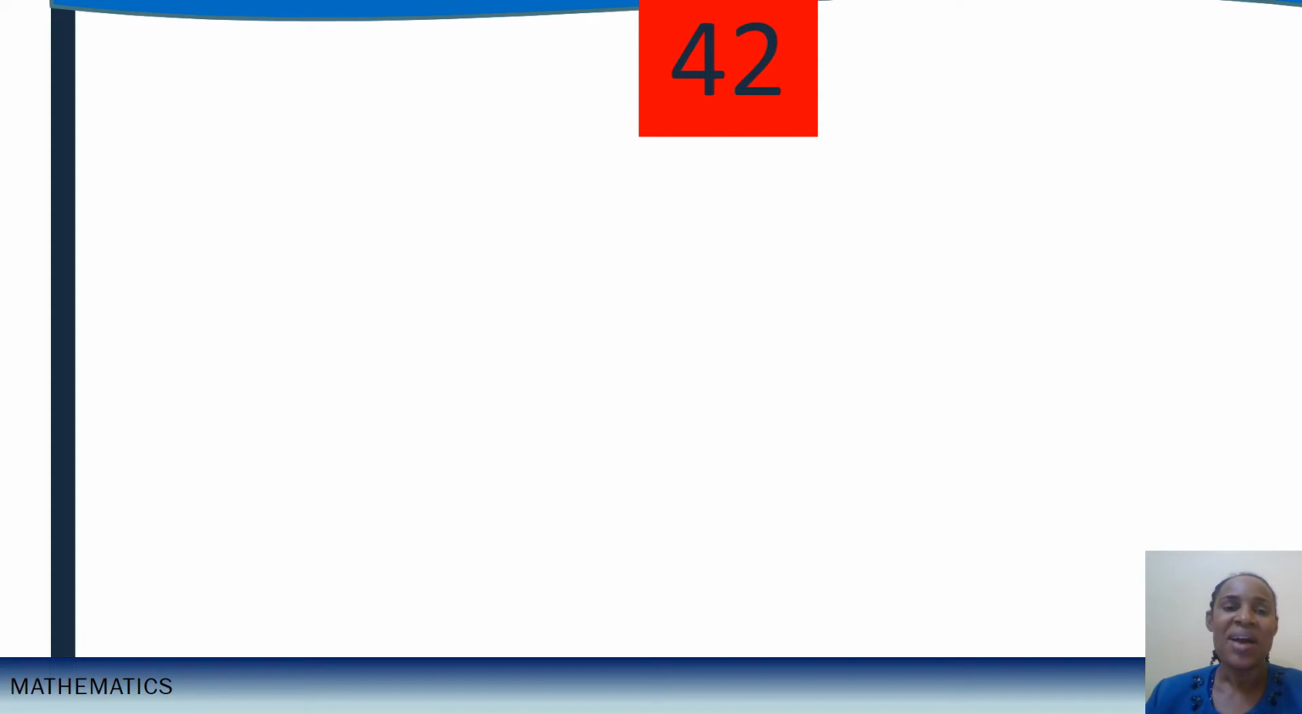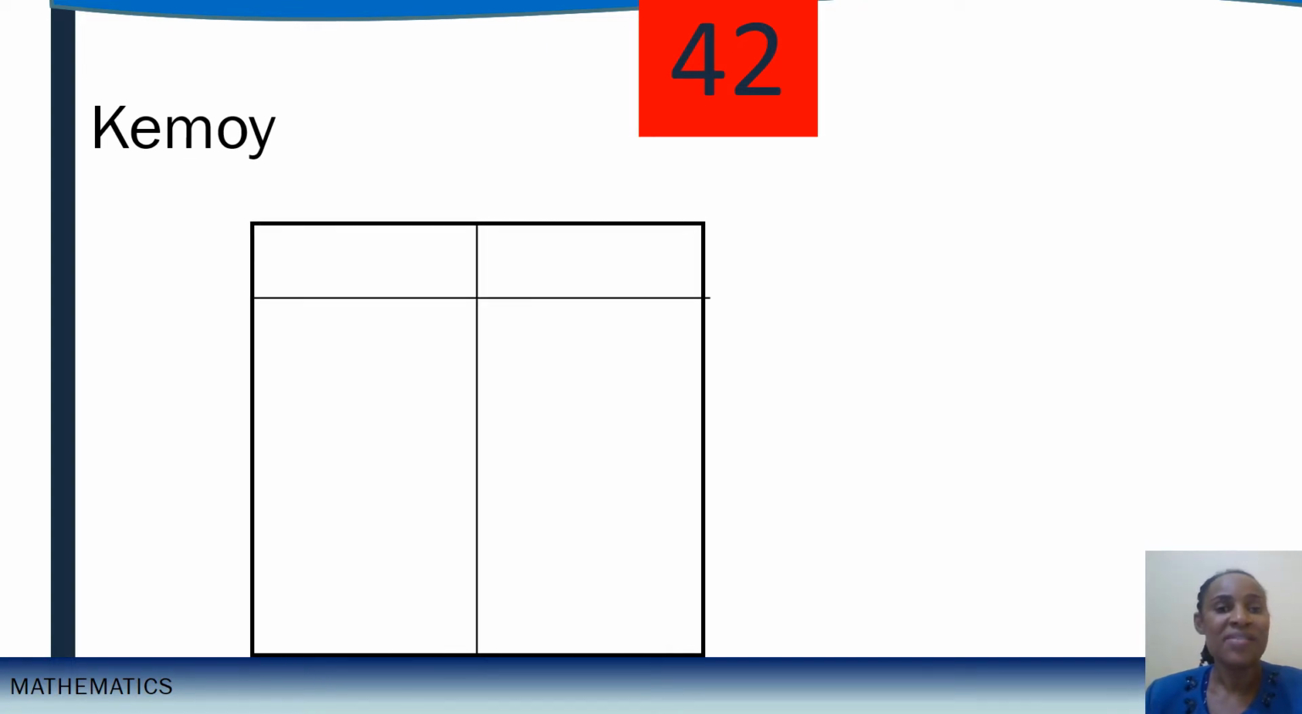I have a scenario that I want you to listen to. Some grade 2 students were asked to use base 10 blocks to represent the number 42. We will look at how Dylan and Kemoy represented the number 42 using base 10 blocks. But first, we will look at Kemoy's representation. Kemoy uses a place value mat. On his place value mat, he wrote tens and ones.